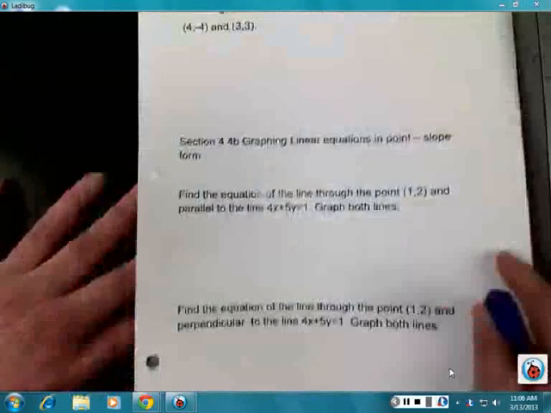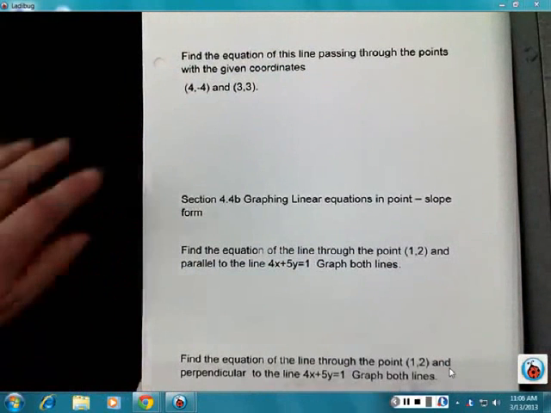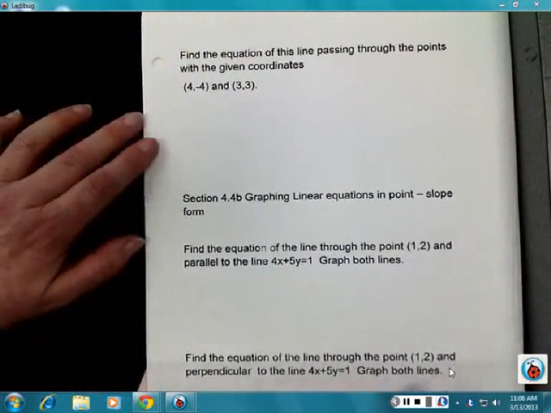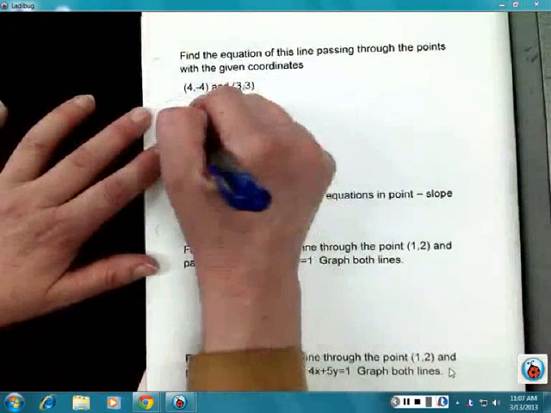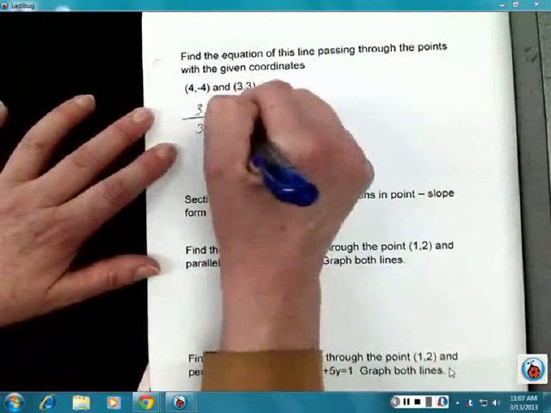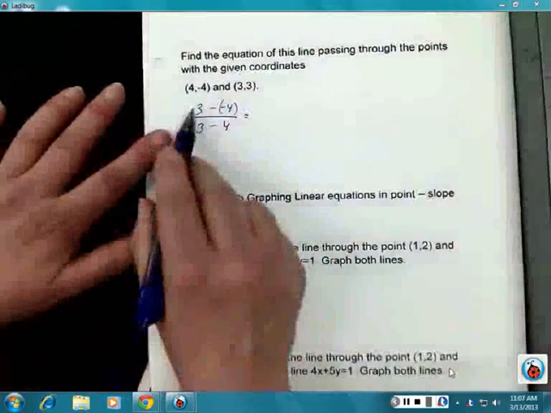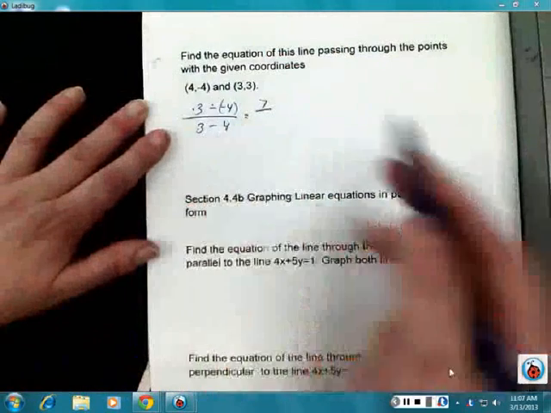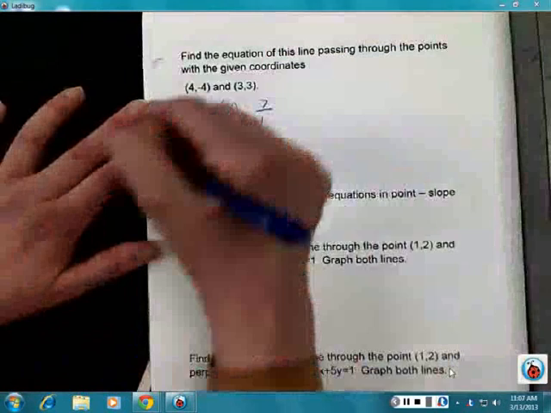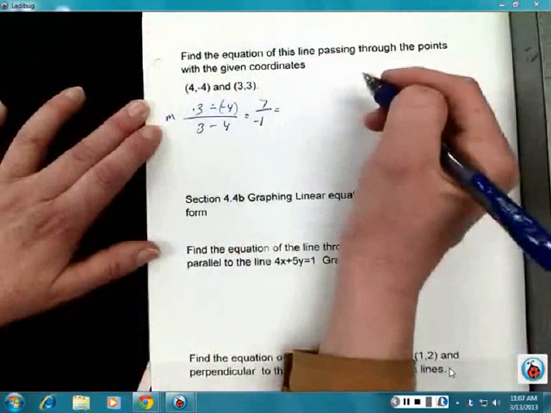The next one says find the equation of the line passing through the points with the given coordinates. If I have to find that equation, what do I need first? You're going to have to figure out what the slope is. So 3 minus 3 over a negative 4 minus 4. 3 minus a negative 4 is really 7, and 3 minus 4 is a negative 1. So my slope ends up being a negative 7. Yep.